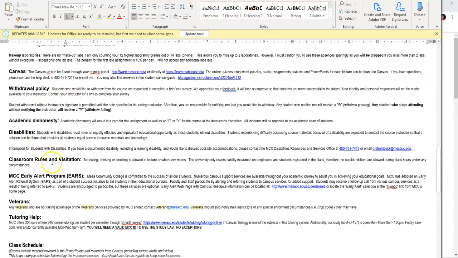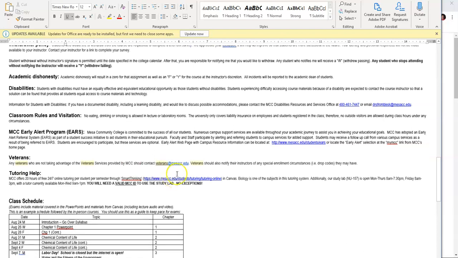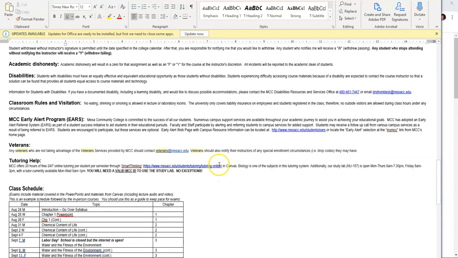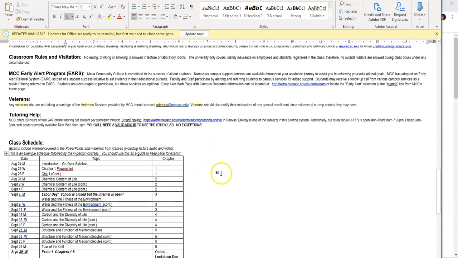The class rules and visitation. I don't know what's going to happen, so I just left this in, but we're not going to be on campus, so you probably don't have to worry about this. Early alert program, so you can register; this is completely voluntary. There's veteran services provided by MCC. You can notify them or me of any special drop codes or anything you might have. And then again, there's this tutoring help that I showed you guys.